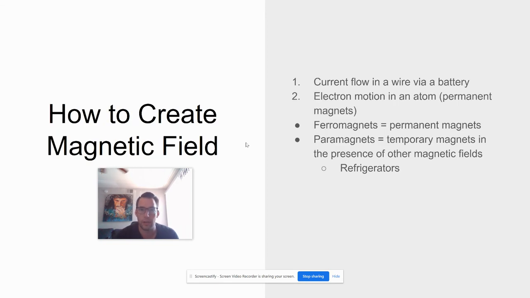So this is just saying that I have a current flow in a wire or a battery that's going to be creating a magnetic field, or they're just going to exist. A ferromagnet is a permanent magnet, one that you might just find, and then a paramagnet is a temporary magnet that becomes magnetic in the existence of another magnetic field. So if you put a magnet on your fridge, it temporarily becomes a magnet. If you take away that magnet from your fridge, it is no longer magnetic.